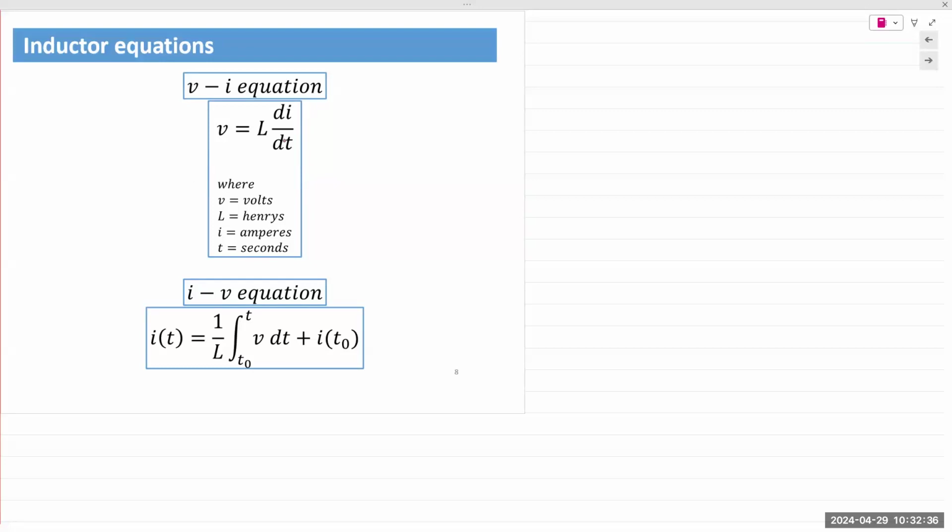And then the reverse IV equation, meaning if you're given the voltage and you would like to determine the current, you simply integrate both sides. The current through the inductor is the integration of the voltage, right? Integration is nothing but summation. You slice up your quantity in individual pieces, and then you sum it up over a certain period of time.